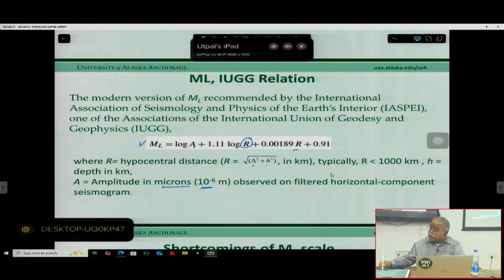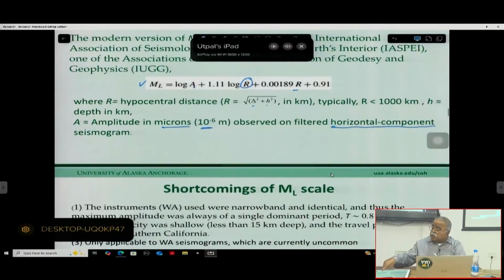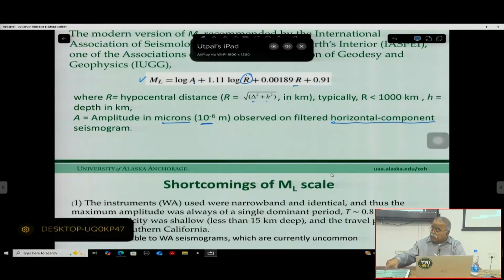We are basically trying to measure from the horizontal component, right? So these are the three things you should keep in mind whenever you are trying to report the ML scale as per the IUGG formula, which is your standard. We call it the standard formula, from the International Union of Geodesy and Geophysics. They are the ones who give this formula.